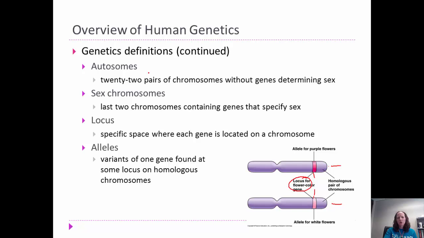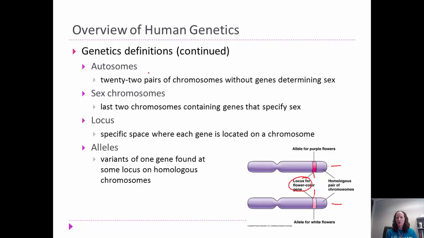Now, alleles are going to be variants of one gene found at some locus on homologous chromosomes. So this is really what's going to differ if we take a look at alleles. It's an inherited combination of two alleles that are going to determine a particular trait. So again, it could be blood type. It can determine if you're AB, and it really is going to have to do with this whole dominant and recessiveness that we're about to take a look at.